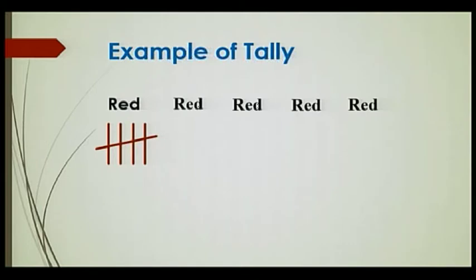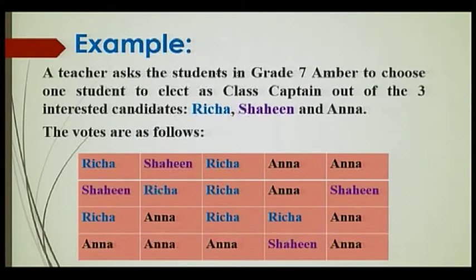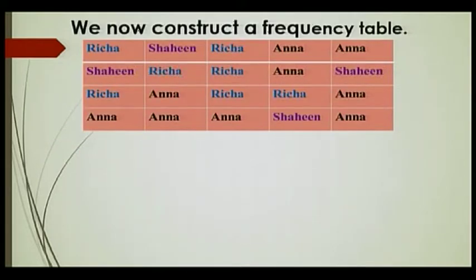So let us consider an example. A teacher asks the students in grade 7 Amber to choose one student to elect as class captain out of the 3 interested candidates. That is Richa, Shaheen and Anna. These are the 3 candidates who are interested to become class captain. And the votes are as follows in this table. So the students have voted and these are the votes. Now we are going to use this table to construct a frequency table.